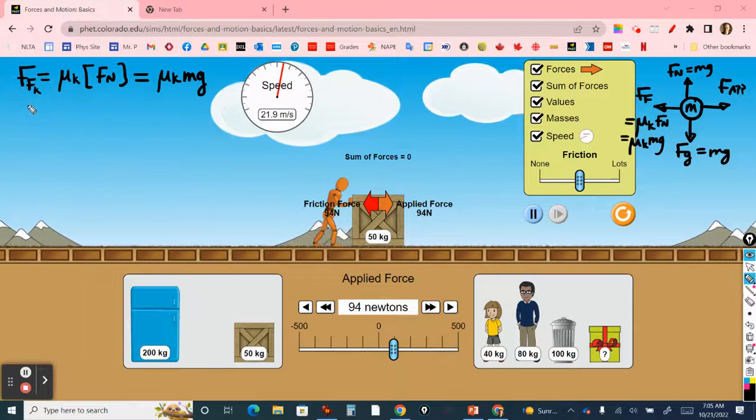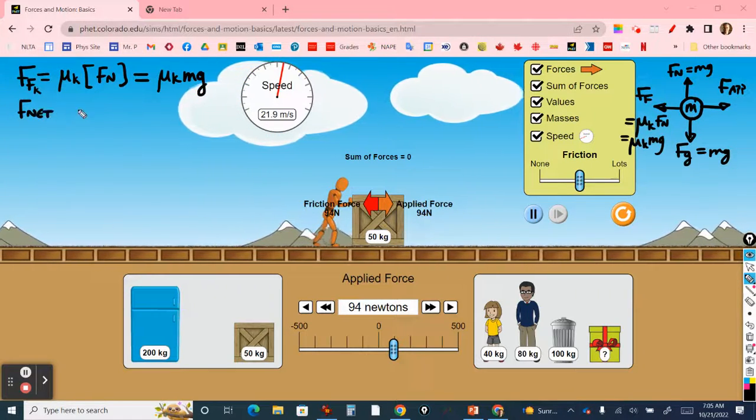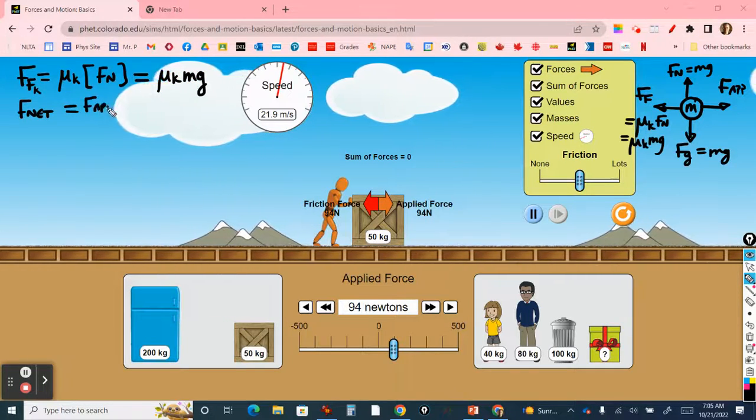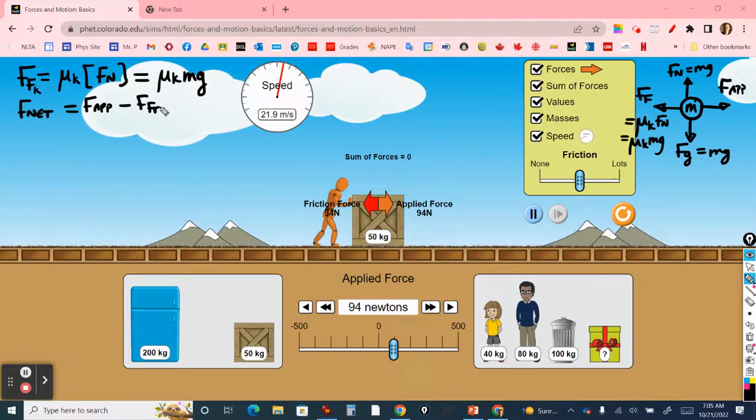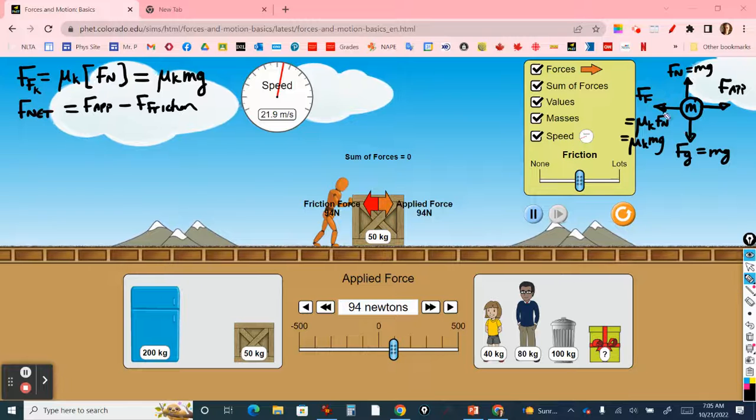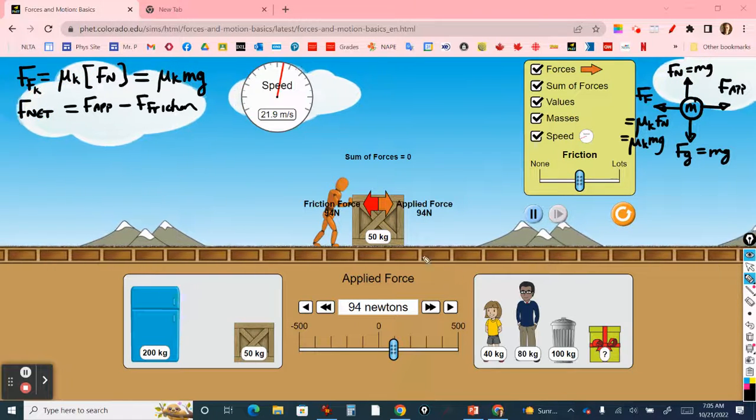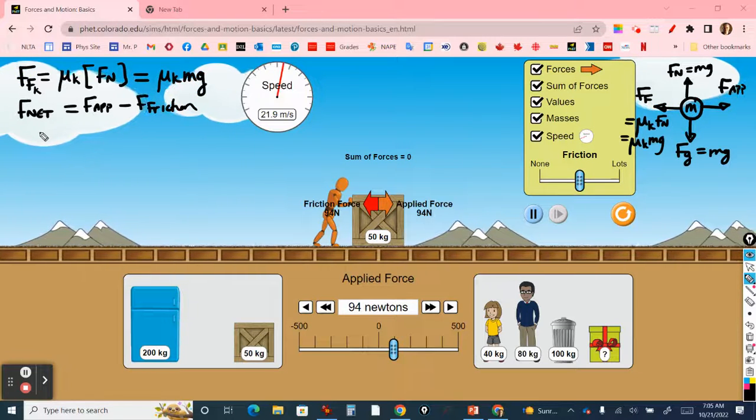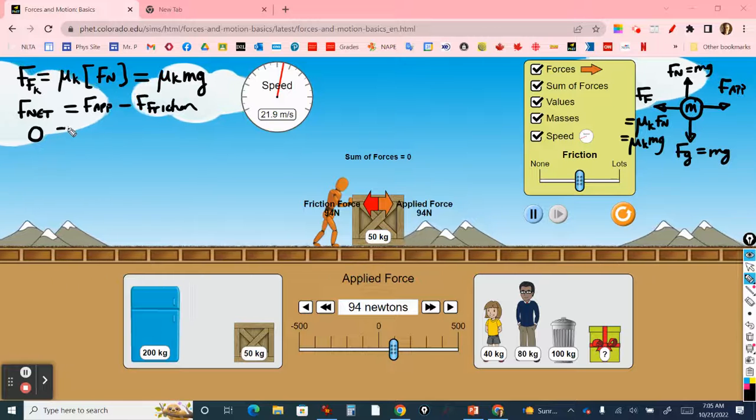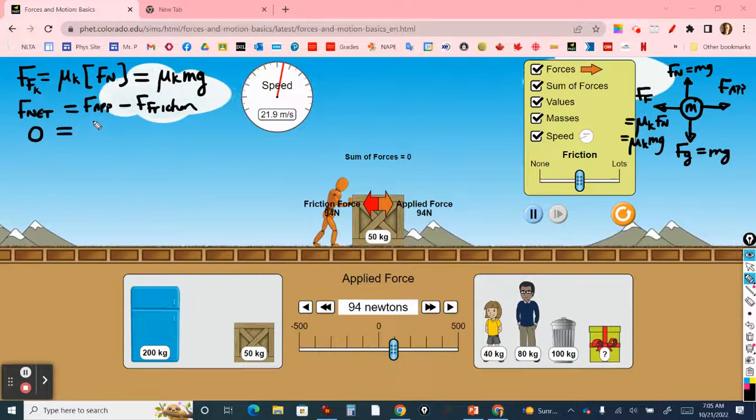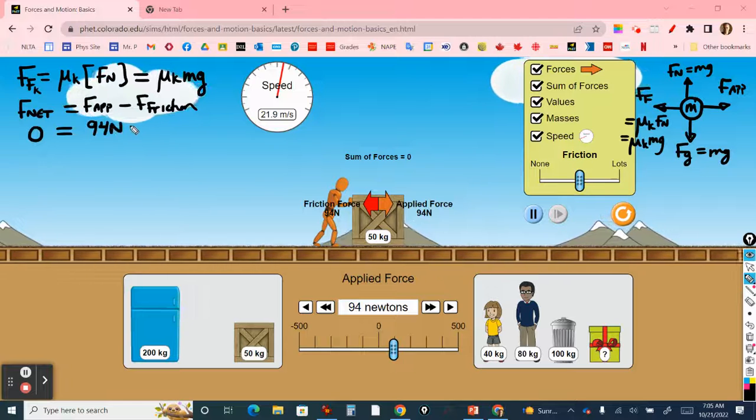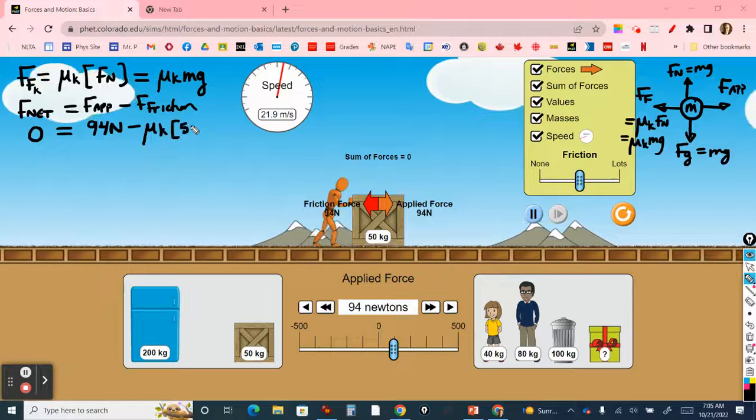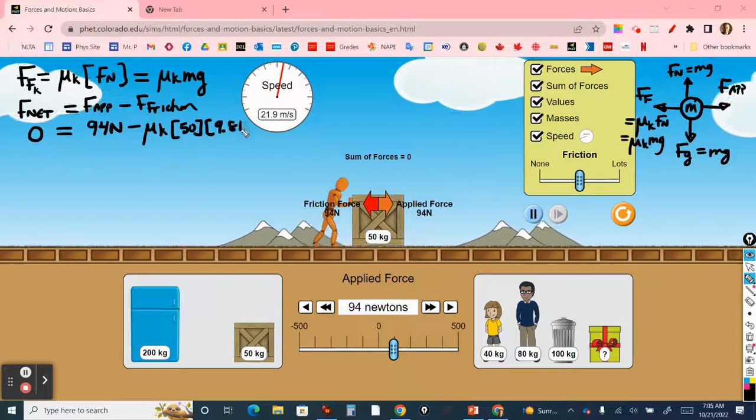And now let's put in that F net statement again. The F net is equal to your applied force minus the force of friction, right? Because it's happening here in the horizontal direction only. And in this case, our F net is 0. So we can put in 0 for our F net. Our F applied is 94 newtons, and our force of friction is mu k times 50 times 9.81.